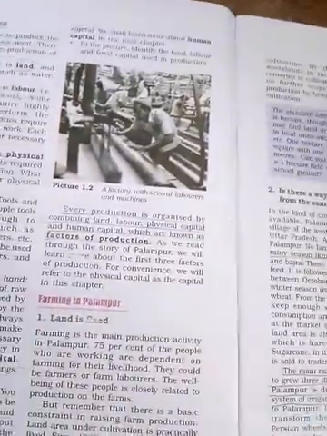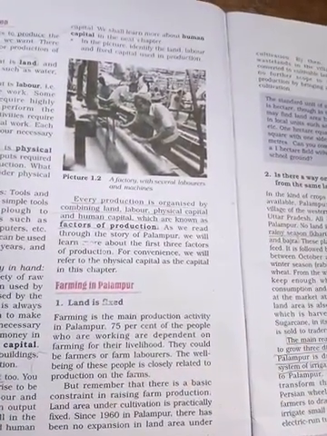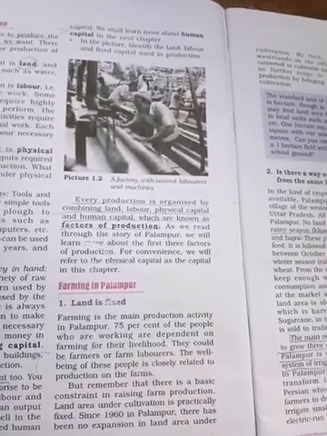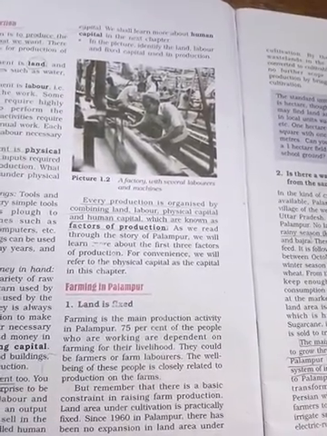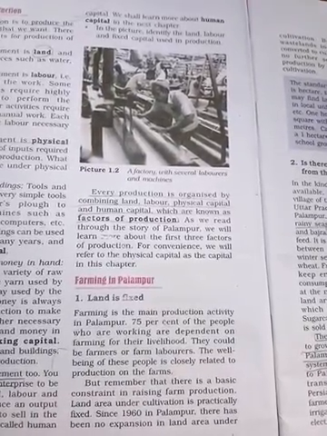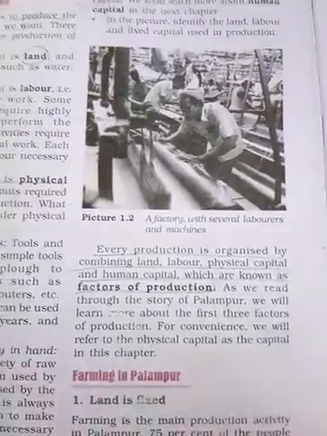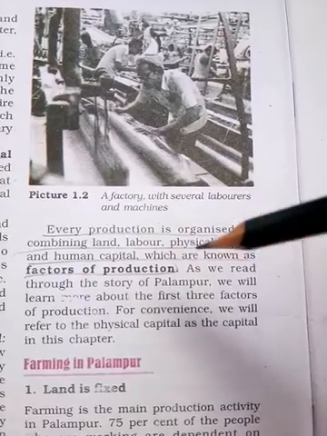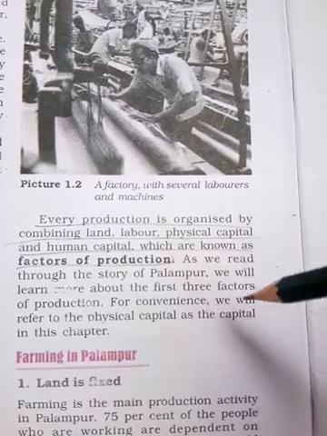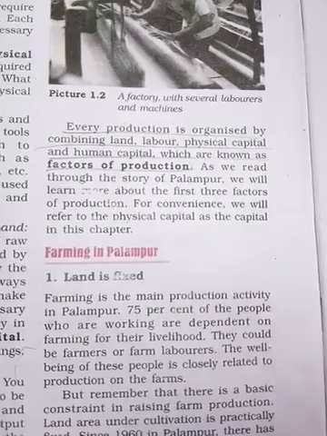Let us see. As we read through the story of Palampur, we will learn about the first three factors of production. For convenience, we will refer to physical capital as capital in these chapters. So we are going to learn about these factors, the first three factors of production. Now let us start.